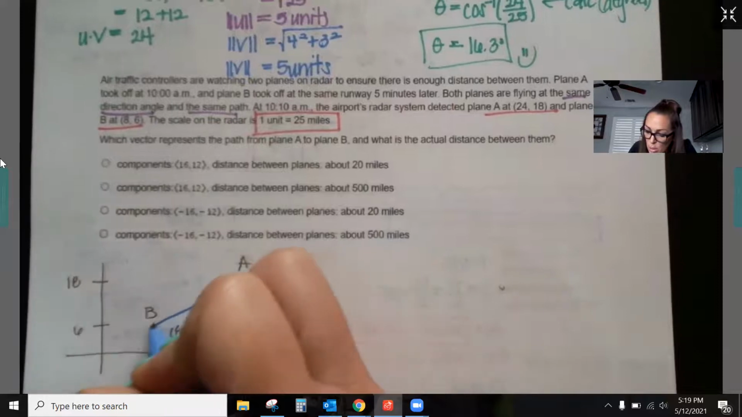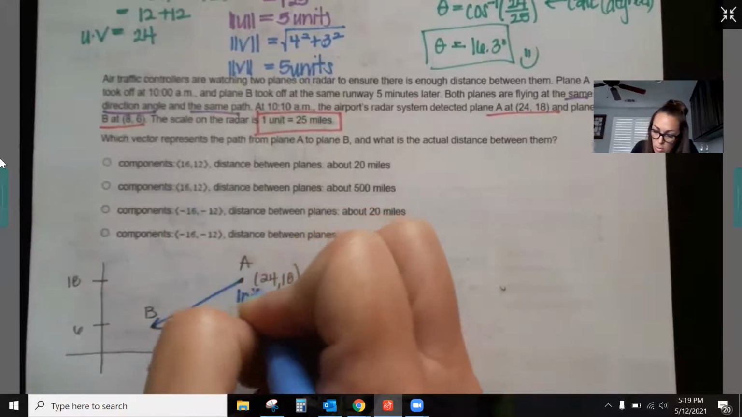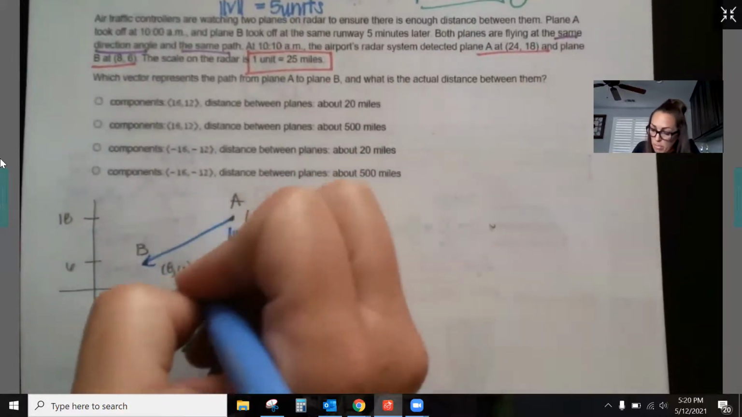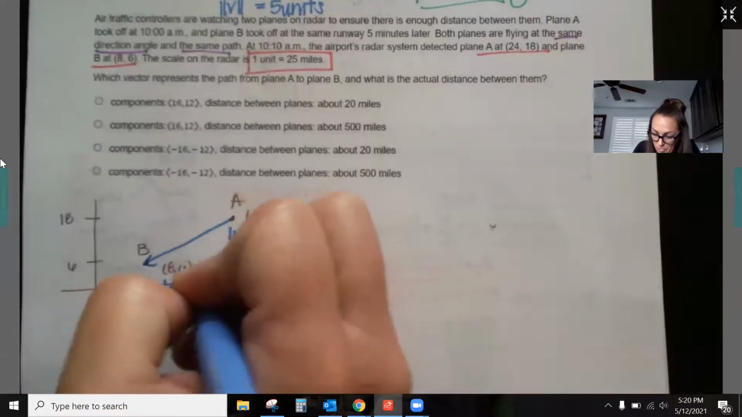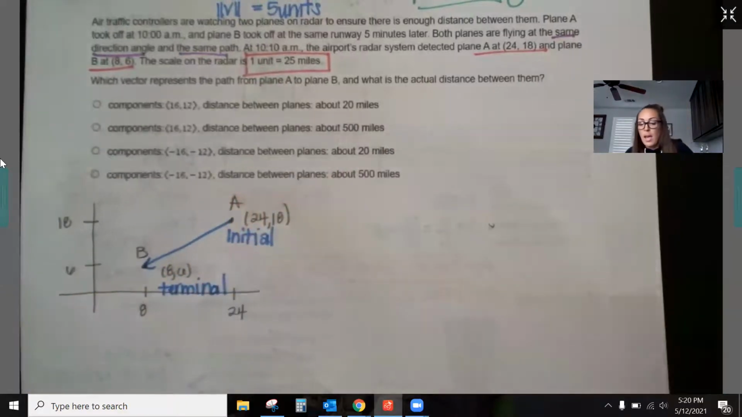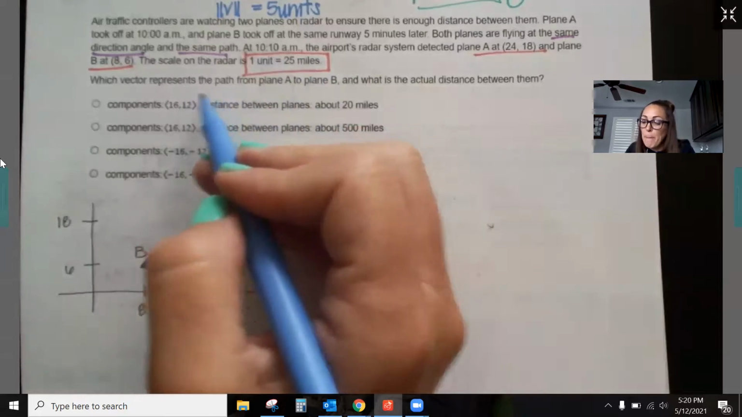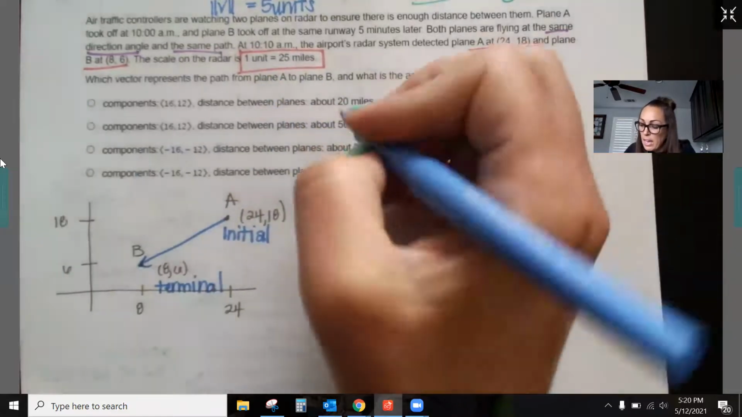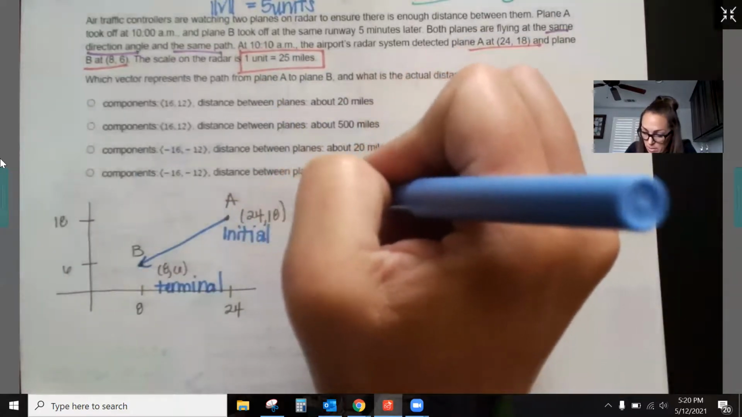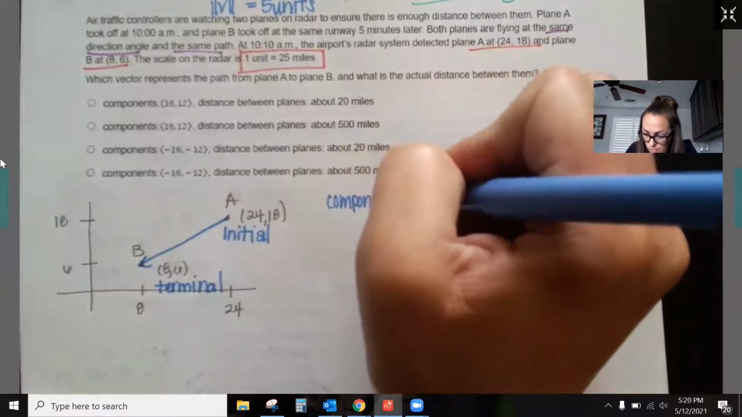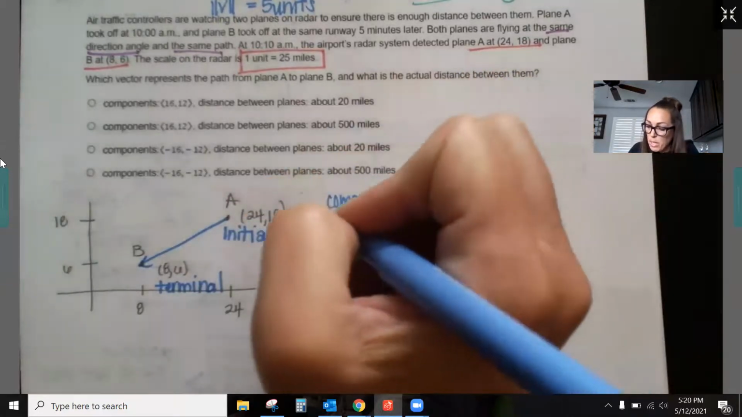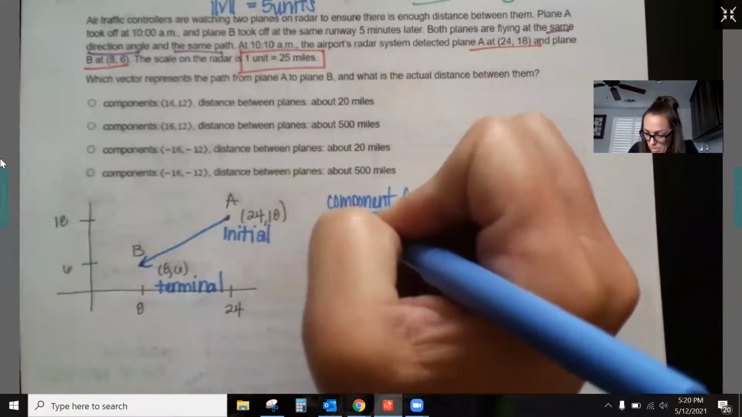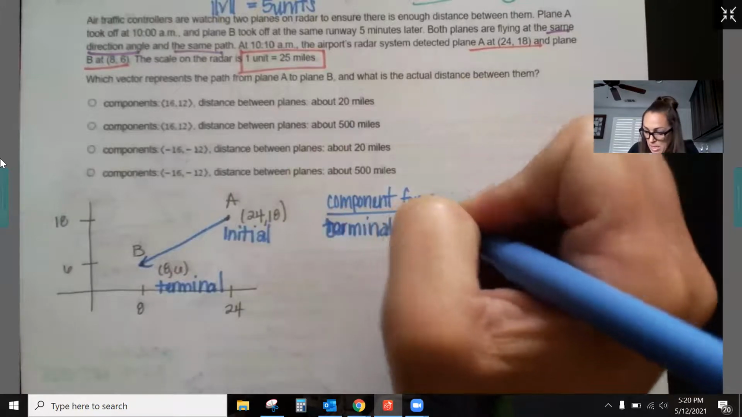So I'm here at A and I'm going to B. So this is where I'm starting, what we would call our initial point. This here where we end or where we're going to would be our terminal point. So when we want to figure out the path, we're talking about the component form. And what that does is, remember, it's terminal minus the initial.